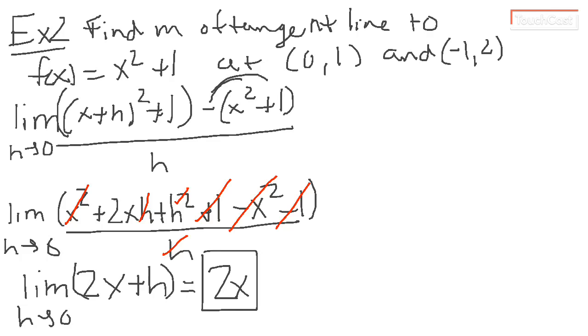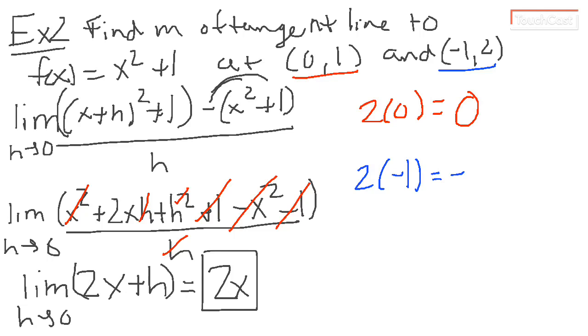Now we were asked to do this at 2 points. Our first point, 0, 1. All we're going to do is put 0 in for x. So 2 times 0 means the slope at that point would be 0. Let's look at the other point. We have negative 1, 2. So we're going to take the x value and plug it into our equation. We have 2 times negative 1, which is negative 2. So that means the slopes of the tangent line at these points are 0 and negative 2.